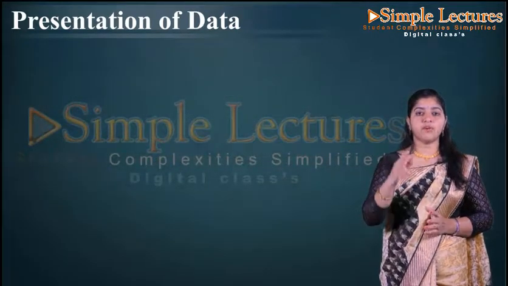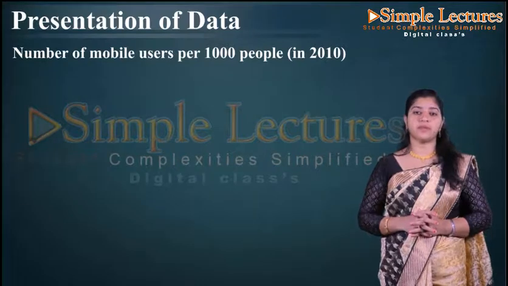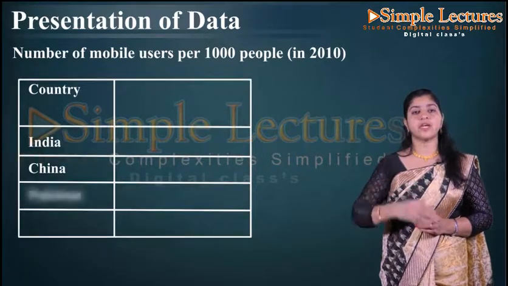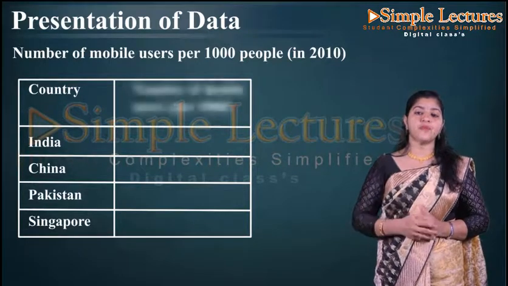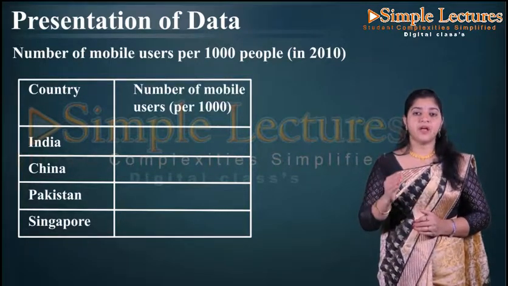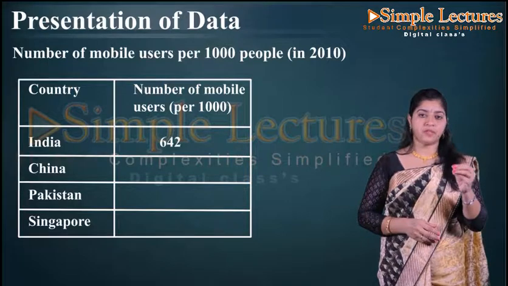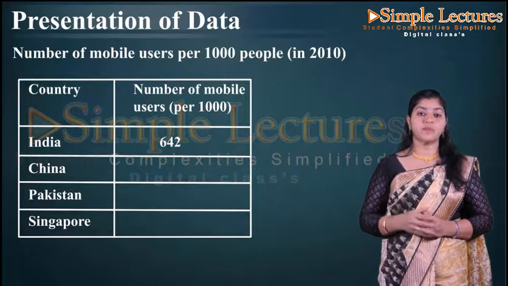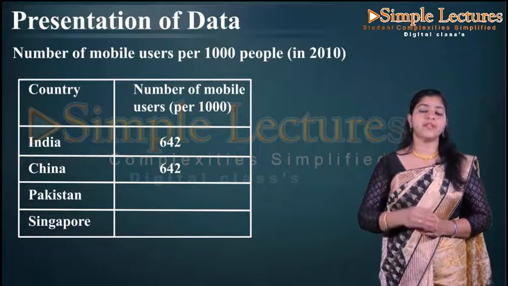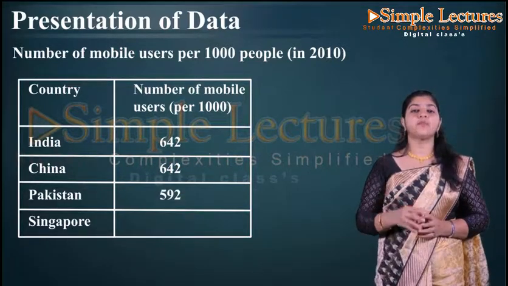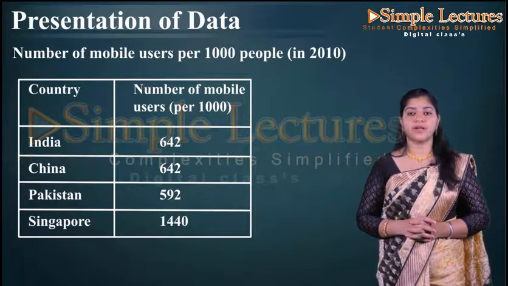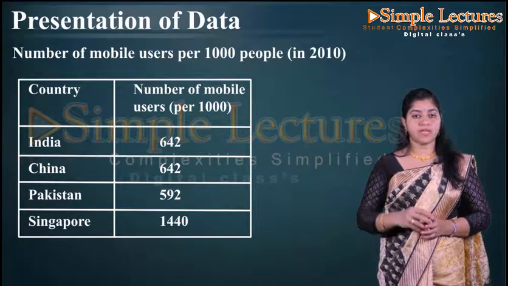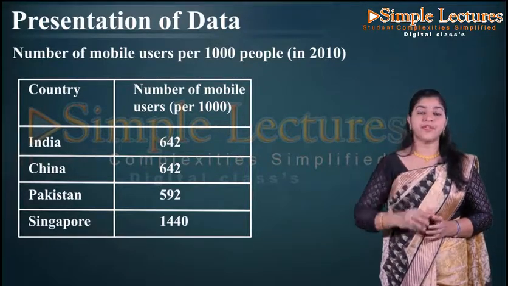Number of mobile users per 1,000 people, in 2010 data. Countries: India, China, Pakistan, Singapore. Number of mobile phone users: India 642, so out of 1,000, 642 people are using mobile phones. China also the same, 642, Pakistan 592 and Singapore 1,440. So this data is arranged according to the place, or the space. Here the countries have been provided.